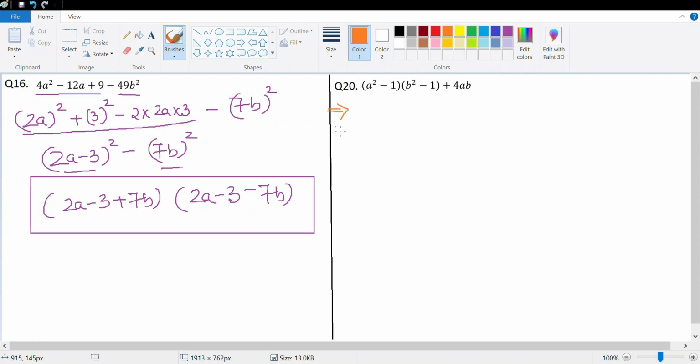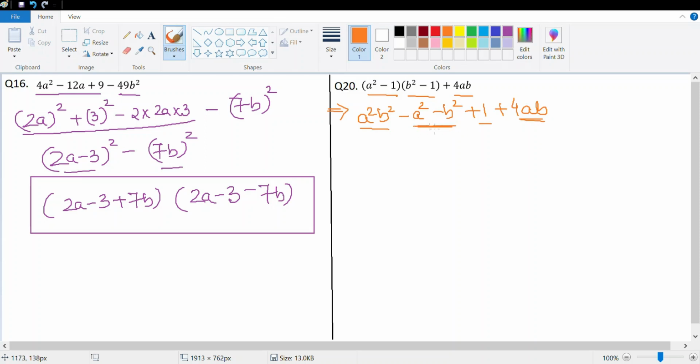Next one, question number 20. A square minus 1, b square minus 1 plus 4ab. Well, there's nothing common between these two, so let's try and open the bracket and see what we get. So this is a square multiplied with b square, that's a square b square, minus a square minus b square plus 1 plus 4ab. So basically, using that, we are not able to move forward. Let's see if I can do anything with 4ab with any of these elements.